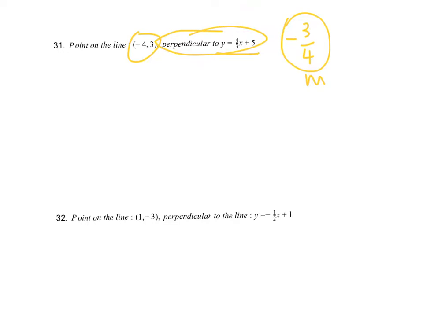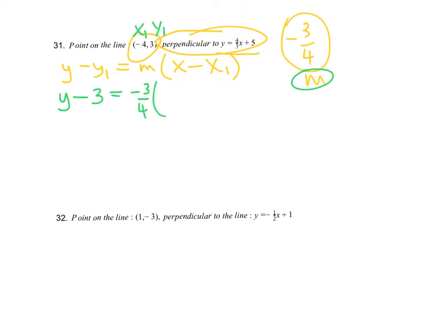So I'm going to write point slope: y minus y1 equals m times x minus x1. And so I've got my m, that's right here, and here's my x1, y1. x1 is -4, y1 is 3. So I'm going to plug those in. y minus y1, y1 is 3. m is -3/4. x is just x, but x1 is -4.